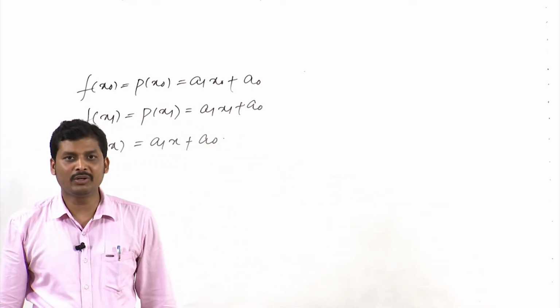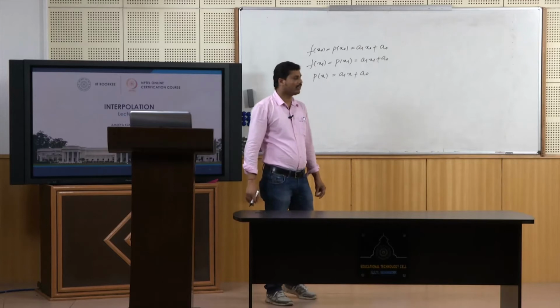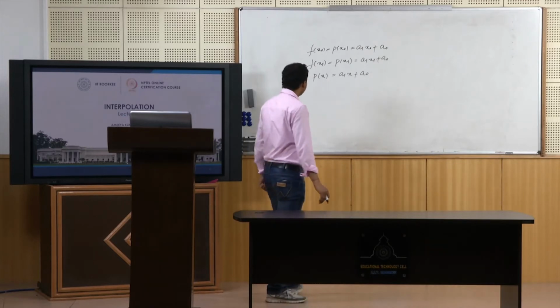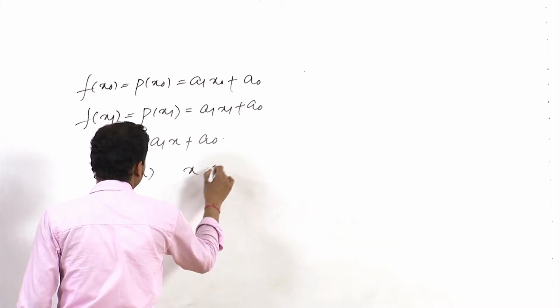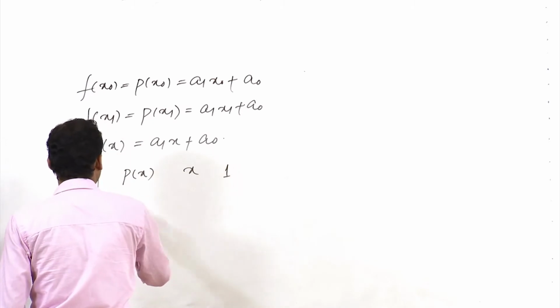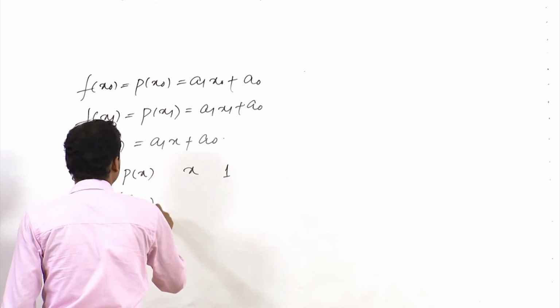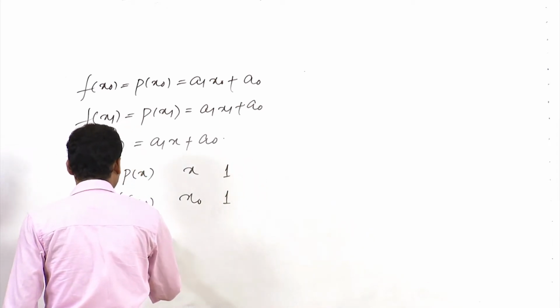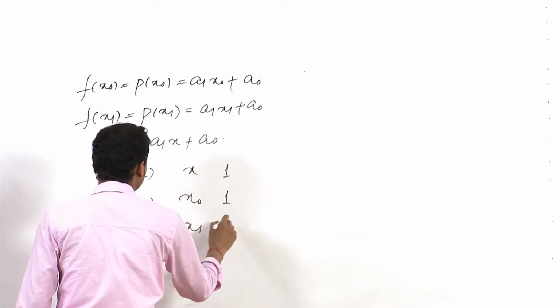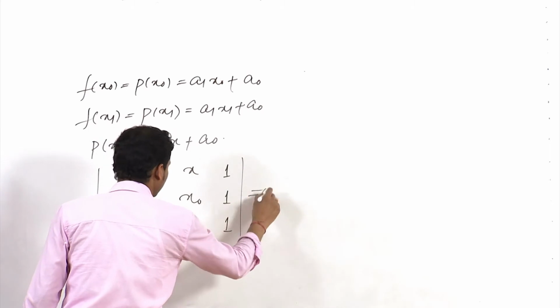So if we want to eliminate a0 and a1 from these three equations, we can write these equations in the form of a determinant: p of x, x, 1; f of x0, x0, 1; f of x1, x1, 1; this equals 0.